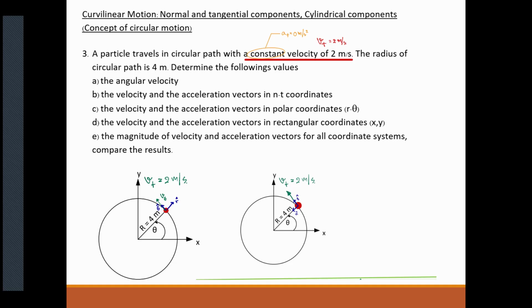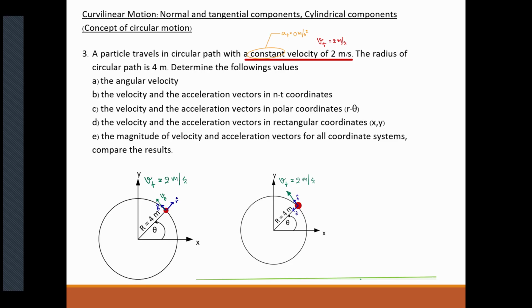The particle travels in a circular path with a constant velocity. Constant velocity means that the acceleration in the tangential direction becomes zero. The constant velocity around the circular path is Vt, equal to 2 meters per second. For velocity given in problems on curvilinear paths, normally it is the tangential velocity.